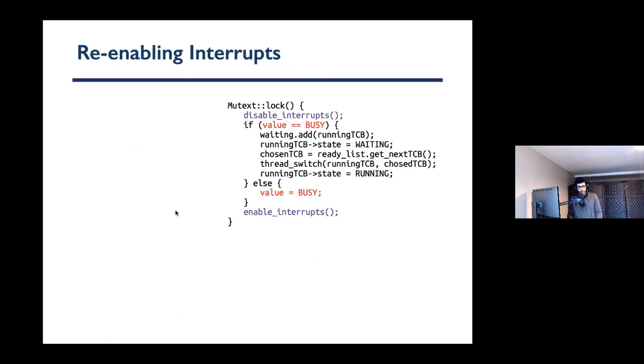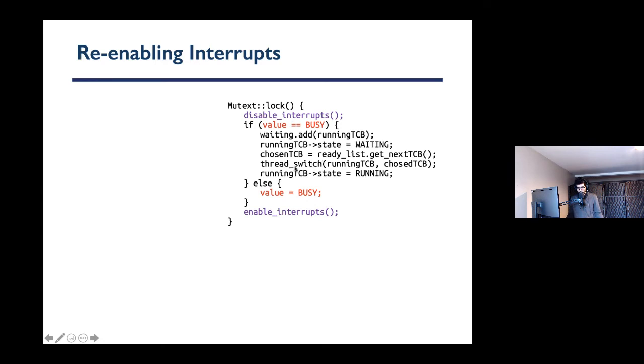Okay. Now, let me talk about one more important thing, and that's re-enabling interrupts. So look at this lock implementation that I just showed you. At the beginning of it, we're going to disable interrupts, right? And then let's say that the lock was busy. So we're going to get into this if. Now, at some point, I'm going to call this thread switch. So I'm going to go to sleep and then context switch to someone else.